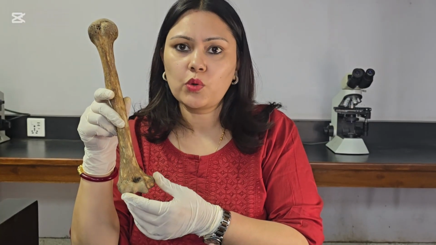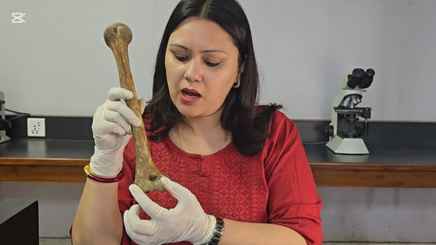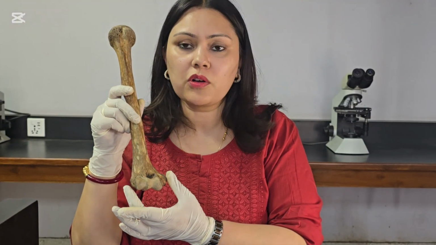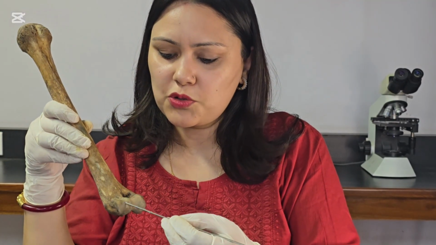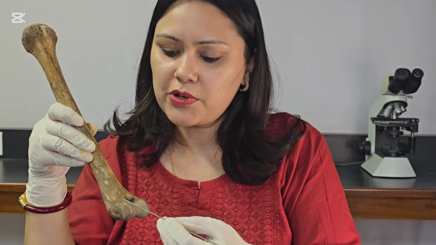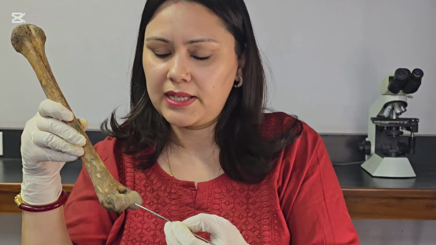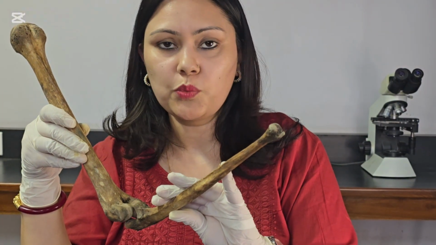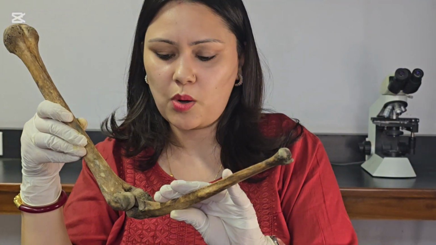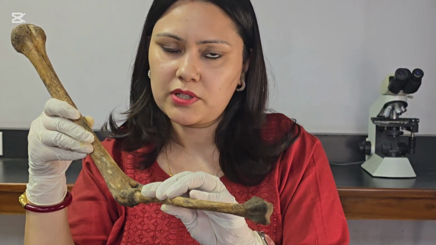Lower end. The lower end is expanded and flattened antero-posteriorly. It bears the articulating parts at the center and non-articulating parts on the side. Articular part. It includes a medially situated pulley-like trochlea separated by a groove from a laterally placed rounded capitulum. The trochlea articulates with the trochlear notch of the ulna, forming the humero-ulnar component of the elbow joint complex, whereas the capitulum articulates with the radial head, forming the humero-radial component of the elbow joint complex.